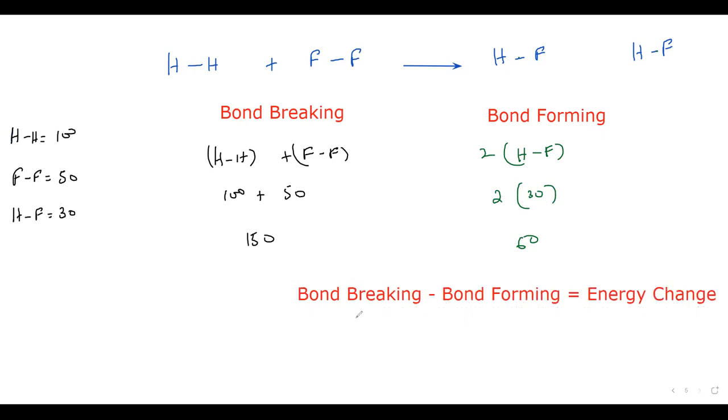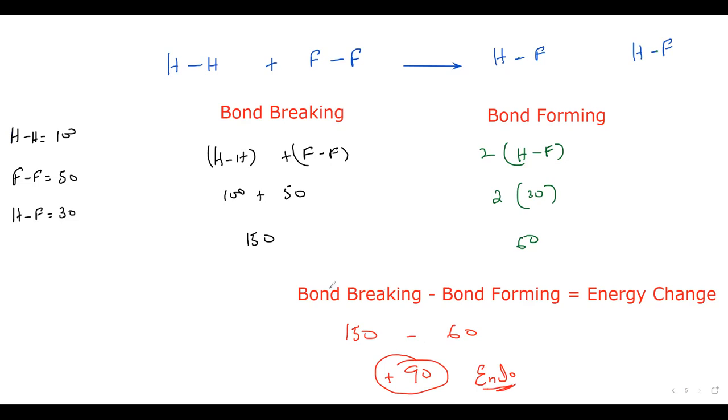The bond breaking is 150 minus the bond forming is only 60. So when we take the difference, it comes out as 90, or plus 90. Which reaction is this, endothermic or exothermic? If the bond breaking energy is more and the bond forming energy is less and the energy change is positive, what kind of reaction is this? That's right, it is an endothermic reaction.